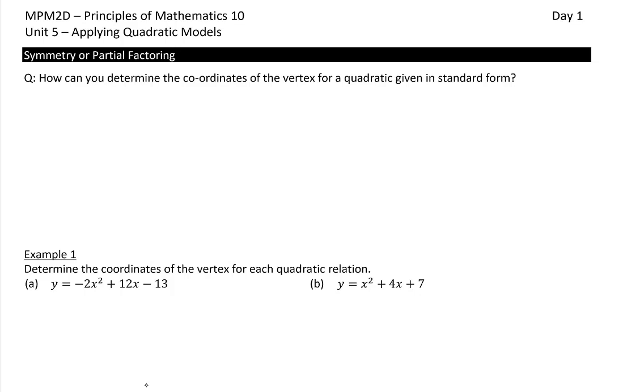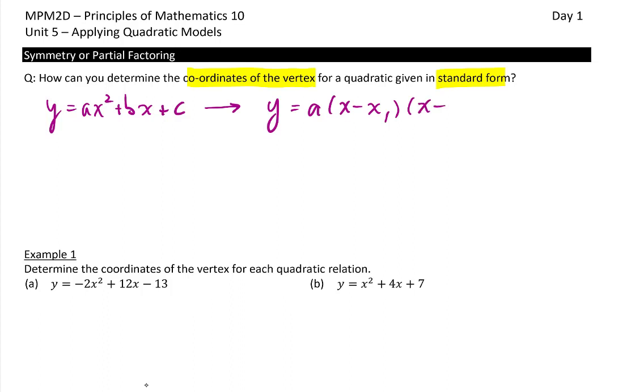So let's go back and do a bit of review. How can you determine the coordinates of the vertex for a quadratic given in standard form? Recall in standard form, we have y equals ax squared plus bx plus c. And to get the coordinates of the vertex, we first need to convert this to factored form: y equals a, x minus x1, x minus x2.